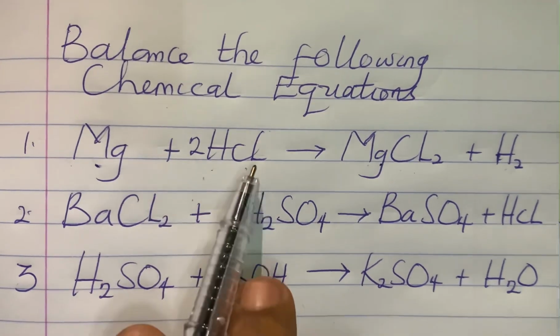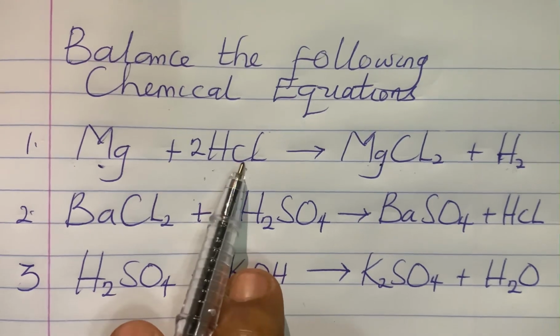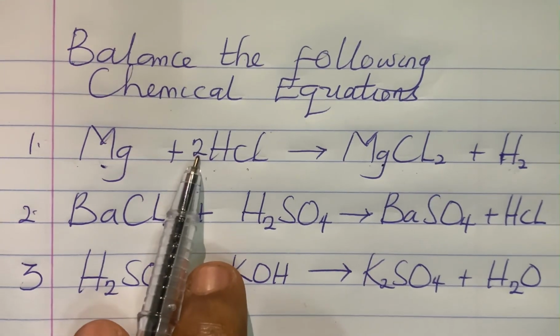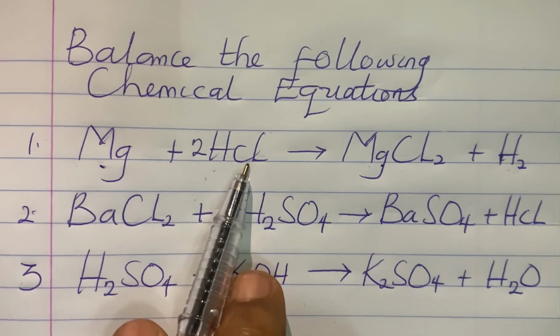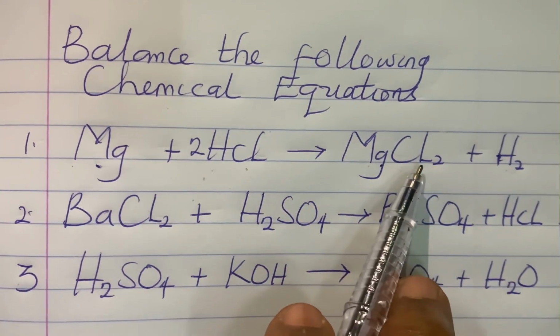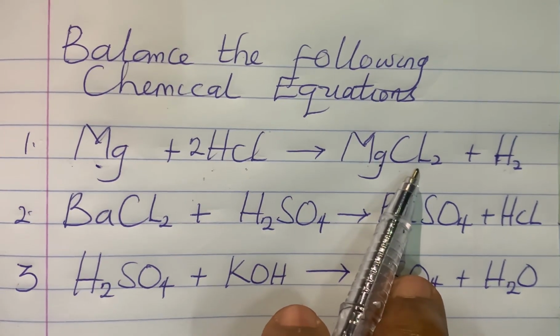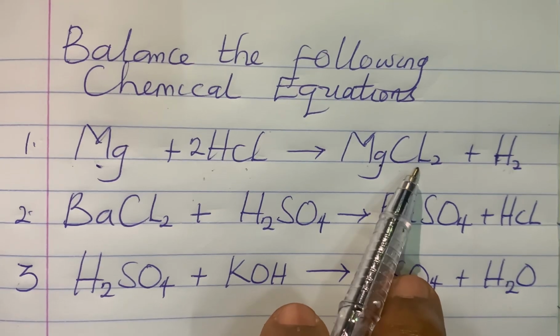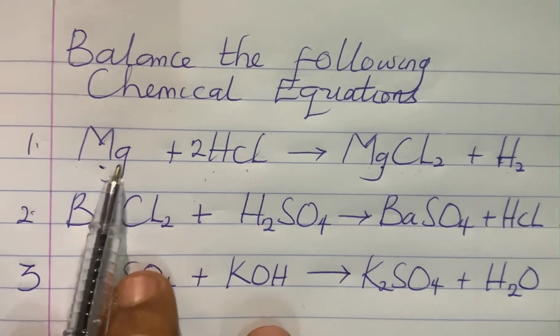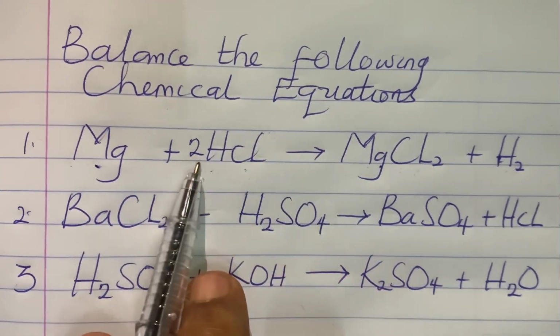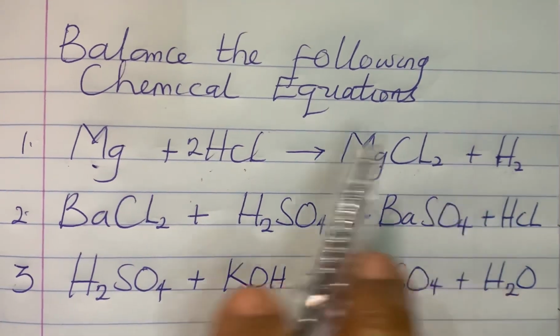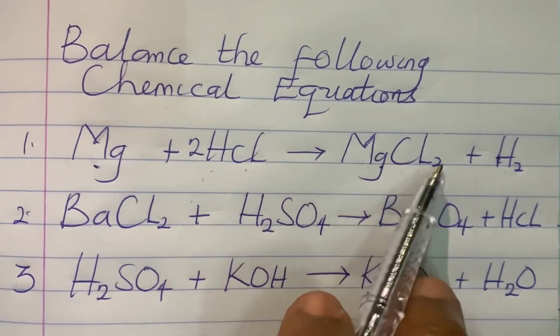Now next, I'm moving to chlorine. Now my chlorine here becomes 2 because of this one I just added. So I have 2 chlorine at the reactant, then I have to have 2 chlorine at the product. It means my equation is balanced. 1 magnesium, 2 hydrogen, 2 hydrogen, 2 chlorine, then also 2 chlorine.